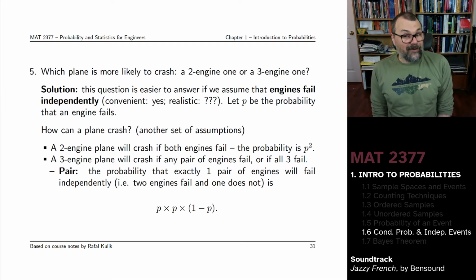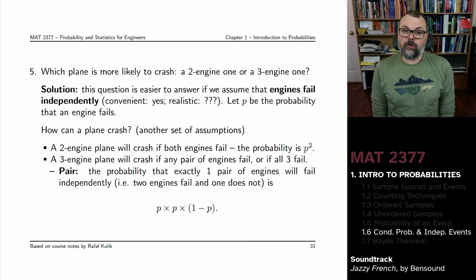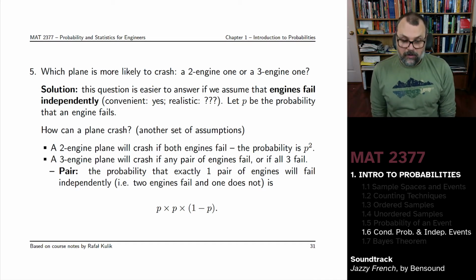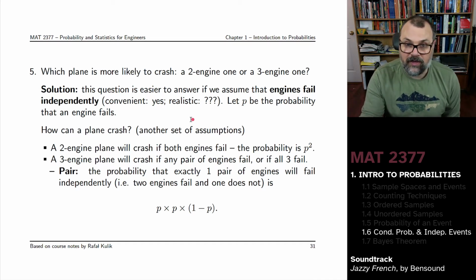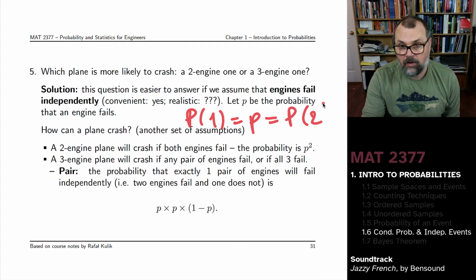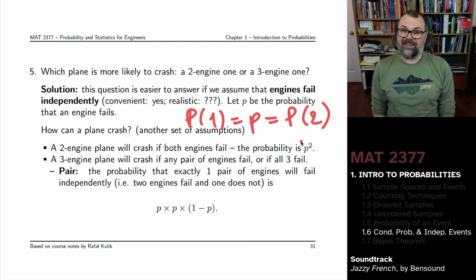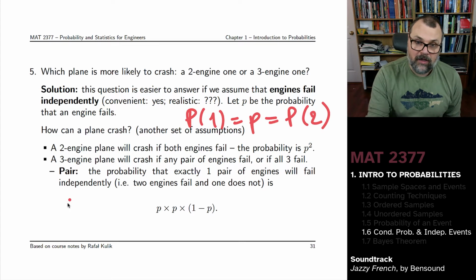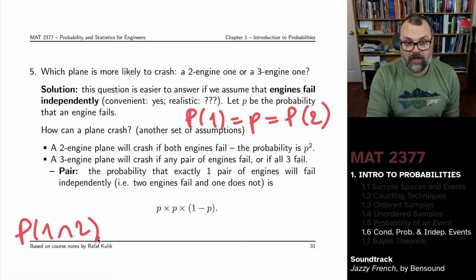And now you need to make another set of assumptions. How can a plane crash? What needs to happen for a plane to crash? If you have a 2-engine plane, we're going to assume that the plane can only crash if both engines fail. Now, the probability of one engine failing is P. The probability of the other engine failing is also P. And because both of these events are assumed to be independent, the probability of having engine 1 and engine 2 fail would be P times P, which is P squared.